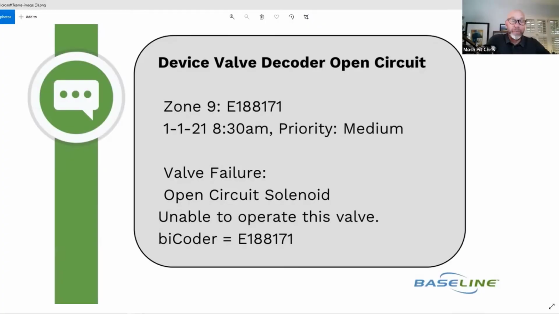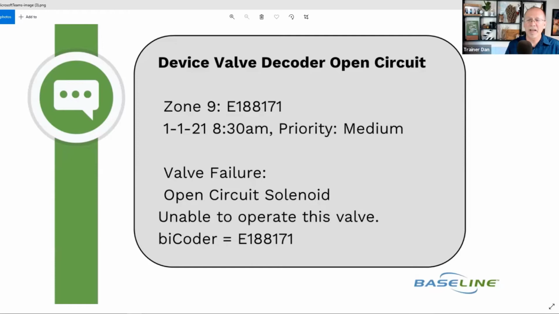So here's an error message that you might get on the controller, or you might get through Base Manager. And this is exactly what I covered in a series of messages and alert videos. So this one is device valve decoder open circuit, zone 9, E288171, a medium priority. It says valve failure, an open circuit solenoid, unable to operate this valve, and bicoder E188171.